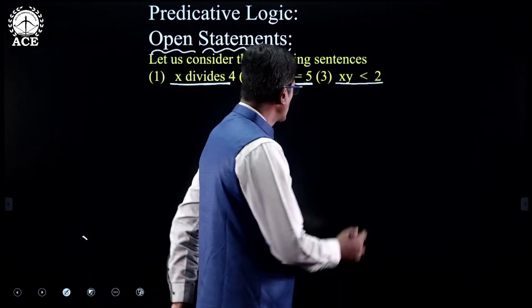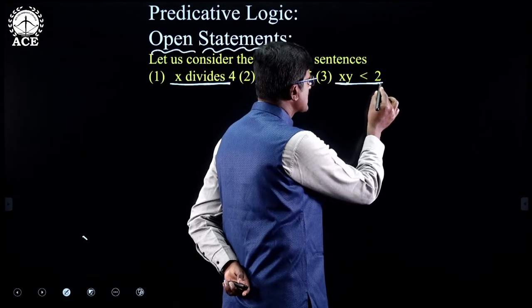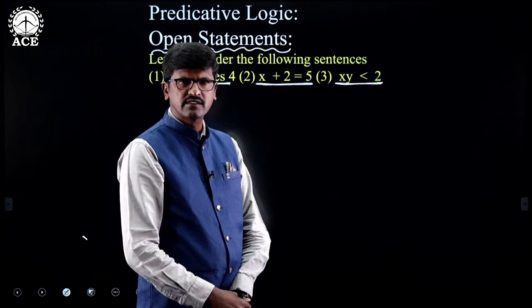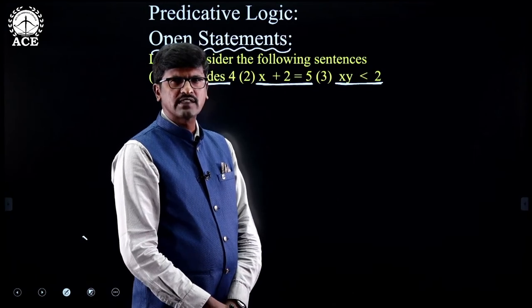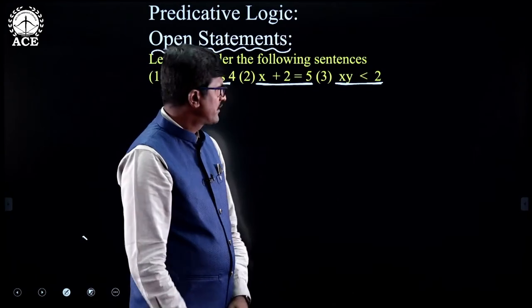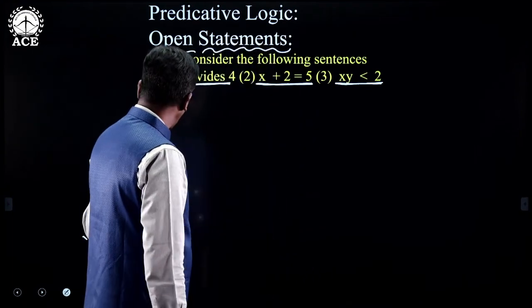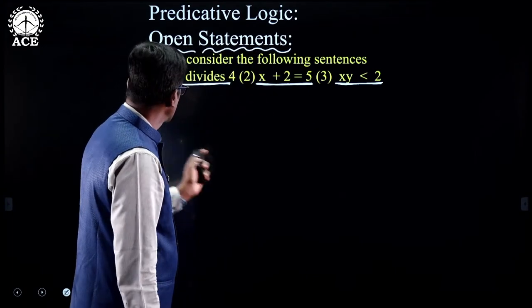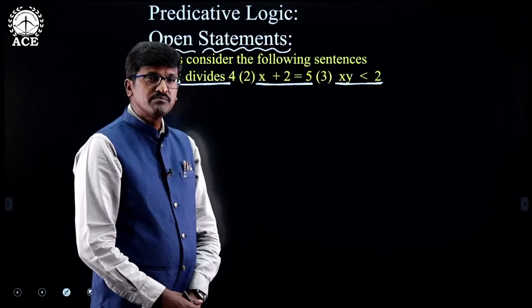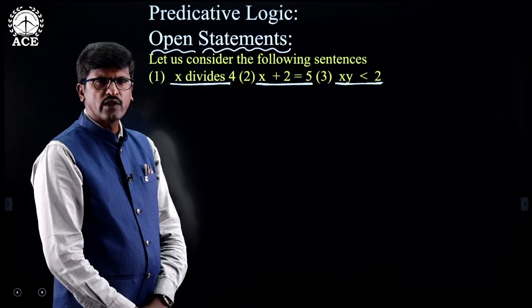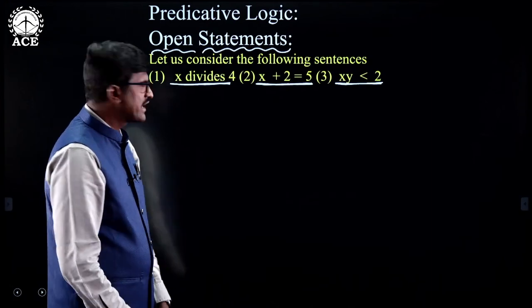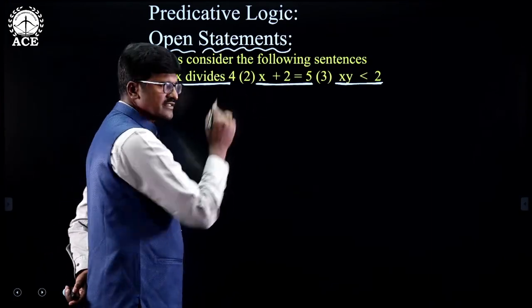Now if you look at this third example, xy is less than 2. If I give an x value and a y value, then we can verify whether xy is less than 2 or greater than 2. If you observe, all these sentences become statements when we specify the variables involved in these sentences.